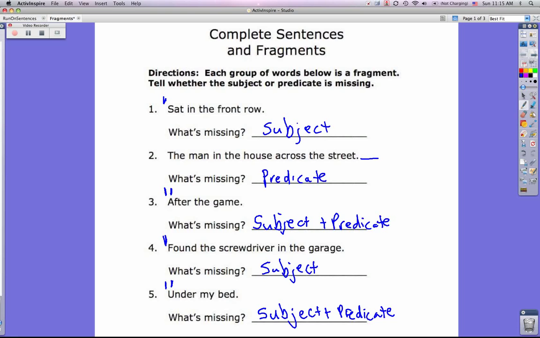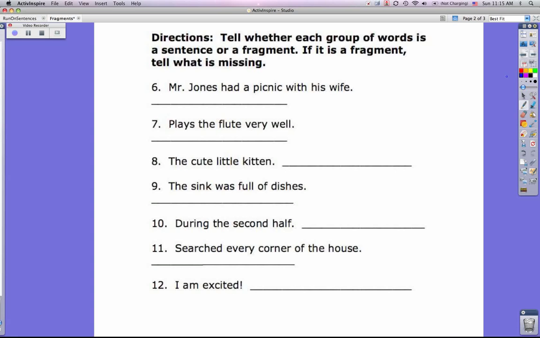Okay, the next part says tell whether each group of words is a sentence or a fragment. If it is a fragment, tell what is missing. So same thing on this, except now we're going to throw in some complete sentences, so watch out for those. I want you to go ahead and try 6 through 12 on your own. Pause the video, turn it back on when you're ready for the solutions.